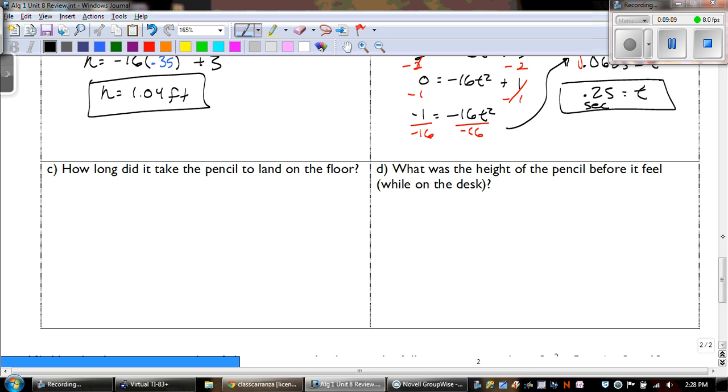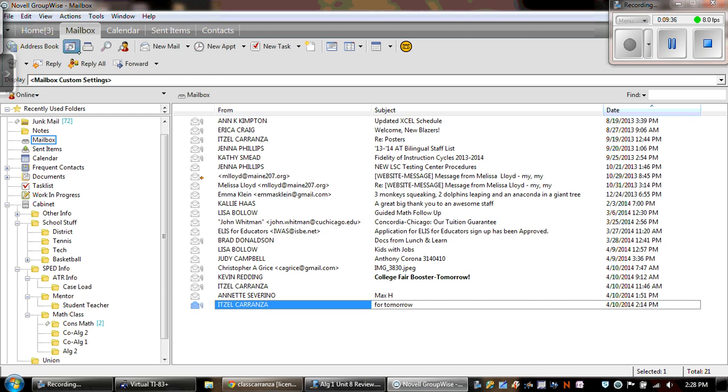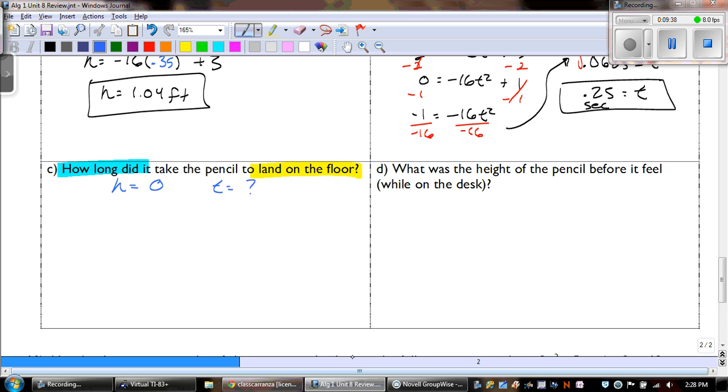Okay, C, how long did it take for the pencil to land on the floor? Did they tell us what either of those are? Well, they said how long did it take to hit the floor? They're asking about time, so I don't know the time, which means I have to know the height, but there aren't any numbers. Well, it says the floor, and the floor is 0, okay? So let's get back to this.